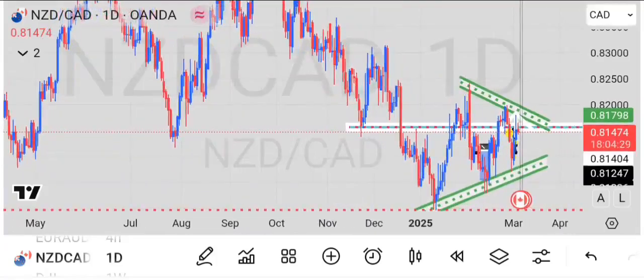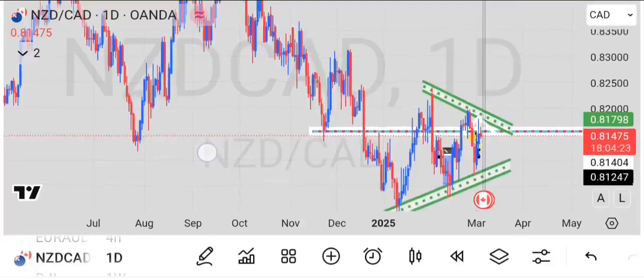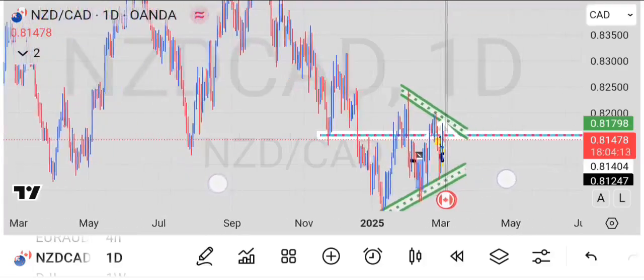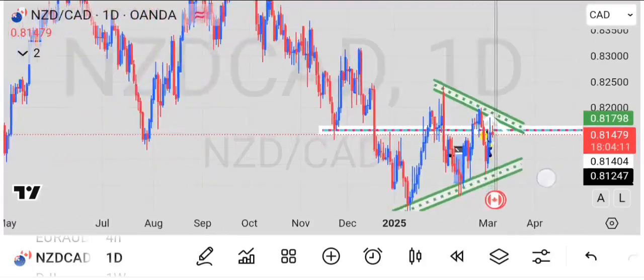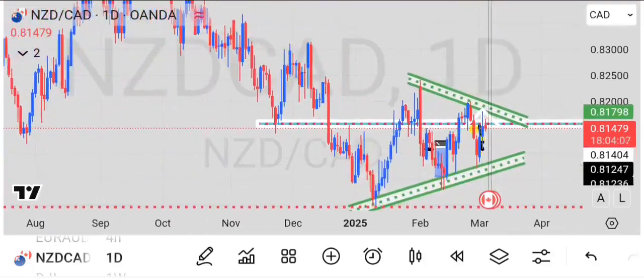Listen, I took this trade as well. Before the end of this video, I'm gonna show you guys the screenshot, before and after the market played out.